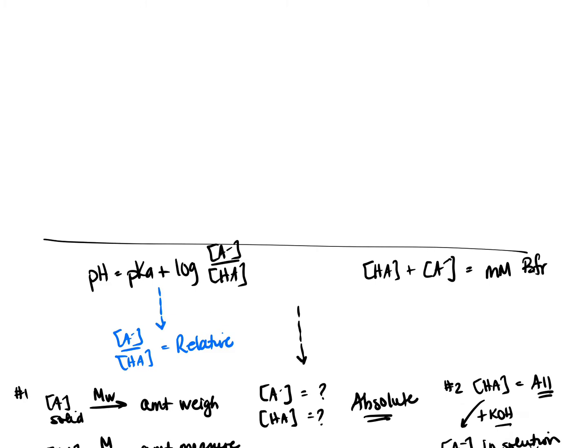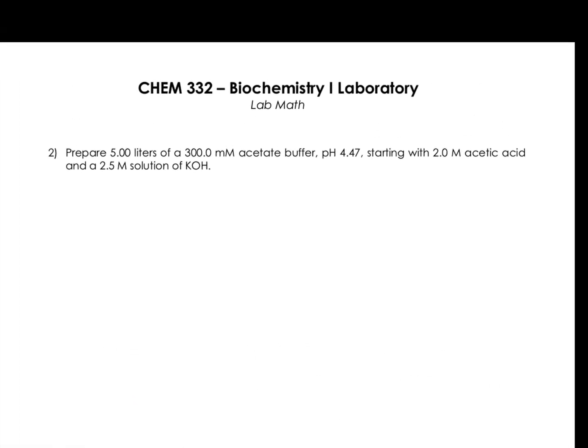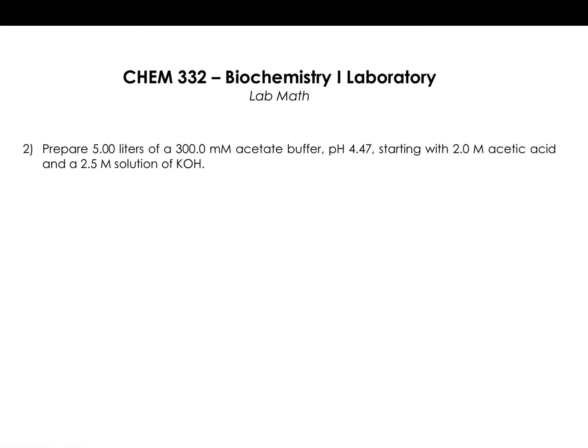We're going to be adding in KOH at a fixed amount once we figure out what the ratio is, so that we can take a portion of this HA and convert it to A- in solution so that we get the ratio that we want. So just like we've talked about before, we do want to make sure that we use the same two equations, do the same calculations to be able to figure out the ratio that we need, and then ultimately the absolute amounts that we need of both our weak acid and our conjugate base. So let's go ahead and start with that.